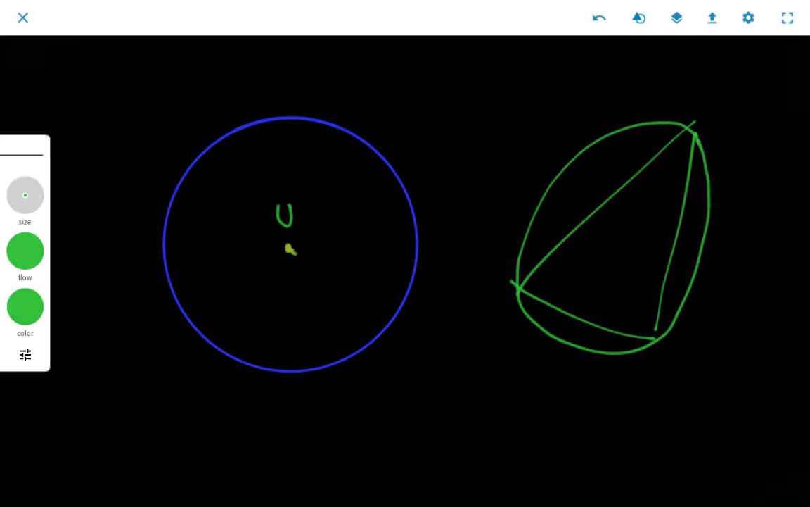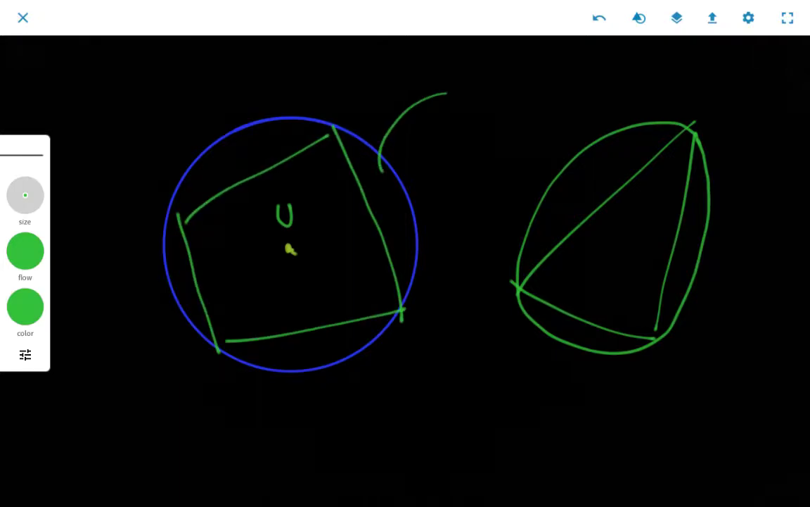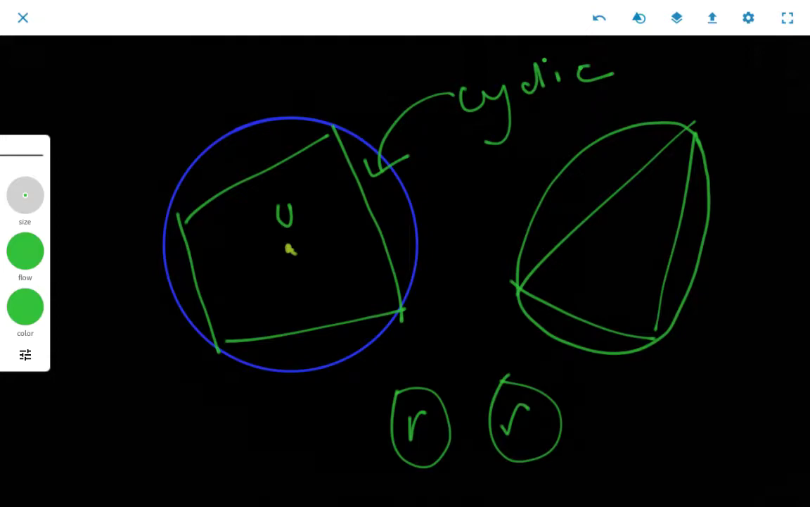Now if there was a quadrilateral inside a circle, this quadrilateral is called a cyclic quadrilateral. Remember this, very important for our future. This is called the cyclic quadrilateral. Now if there are two circles that have the same radii, they are called congruent circles. Okay, understand this.